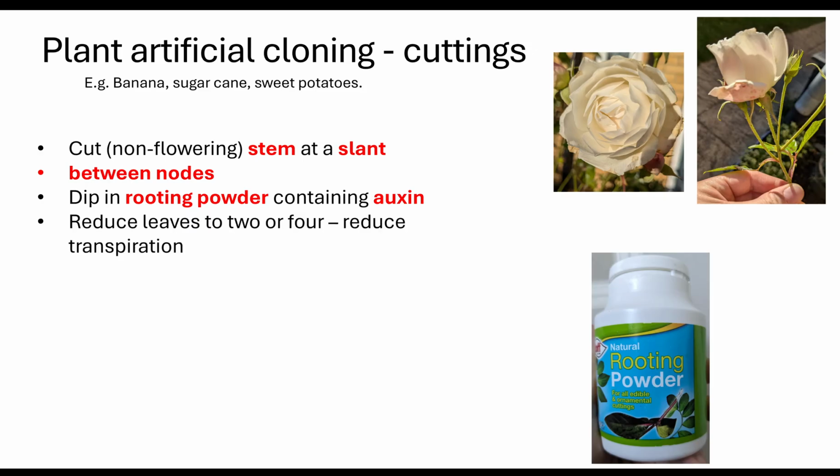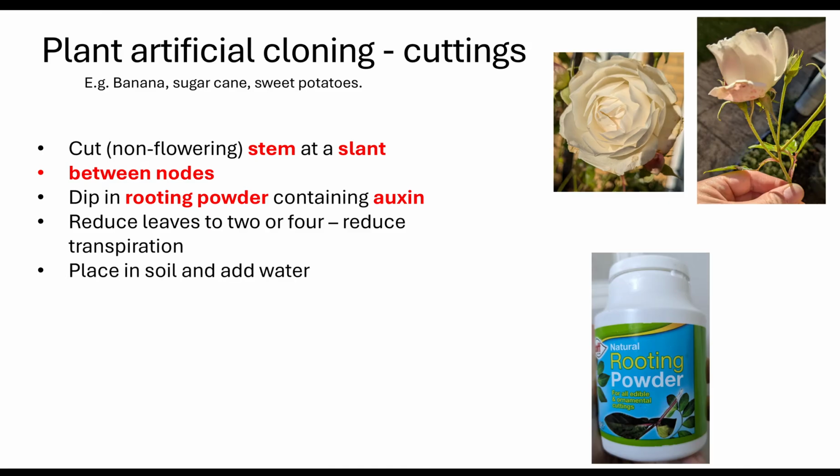that differentiation. Now, what we want to do when we take a cutting is we want to reduce the leaves to about 2 or 4, and the reason being is we want to reduce transpiration. Too much transpiration will be a problem because the plant will not have enough water available. So you want to reduce that transpiration by removing the leaves. Therefore, you are limiting the concentration of stomata.